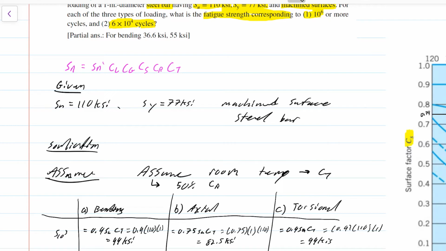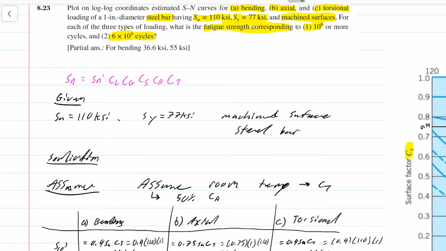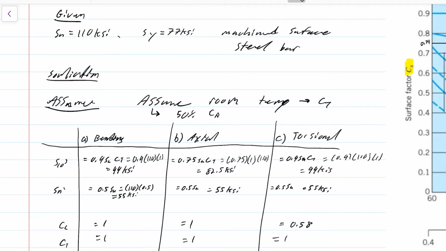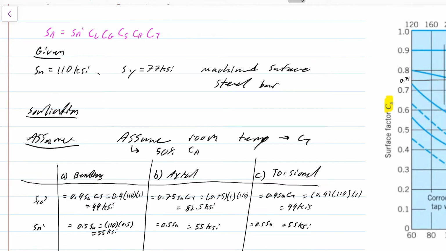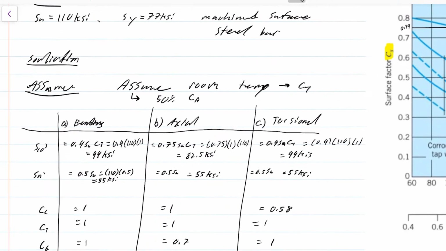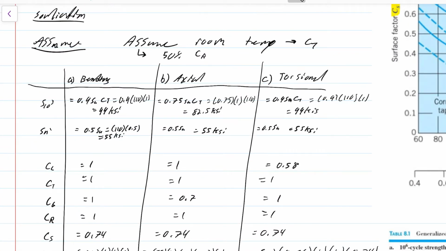For the solution, we have to make two assumptions before we start, because in the question we were not given this information. We must assume that the steel bar is at room temperature, so CT is going to be equal to 1, and we're going to assume that CR is 50% reliability, because that was also not given. We'll get into that a little bit more.